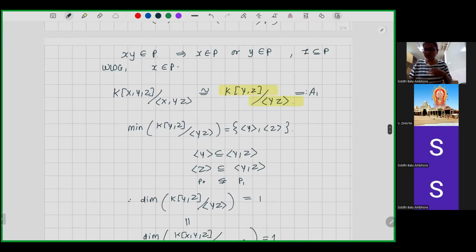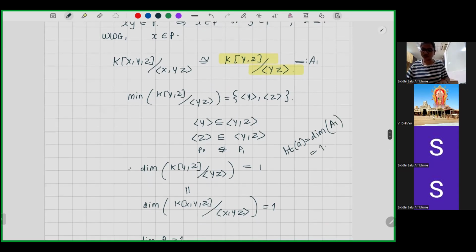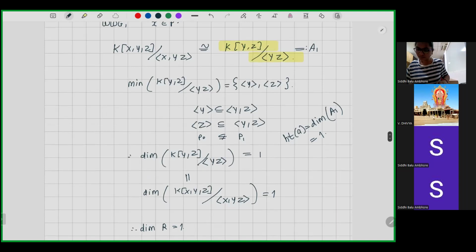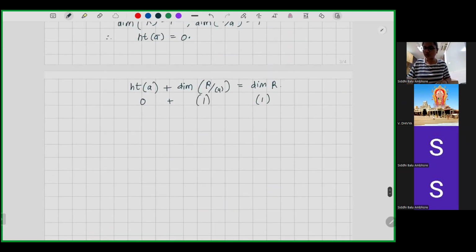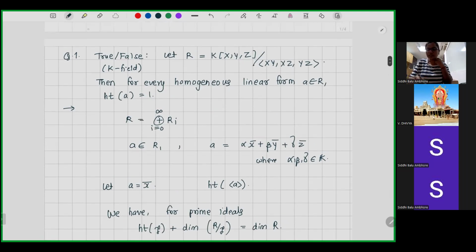Because from here, this A1 which I wrote here, the height of A is actually the dimension of this R mod A, which is 1. So this is 1, dimension of R is 1, so height of A must be 0, which gives me a contradiction, because their claim was that height of A is always 1. So that's why this is false.